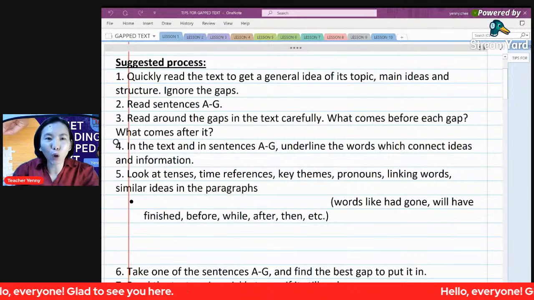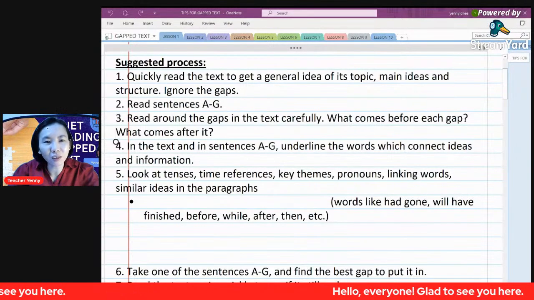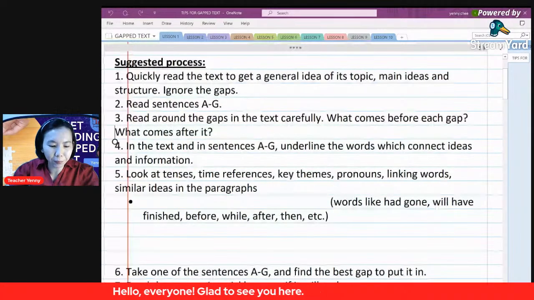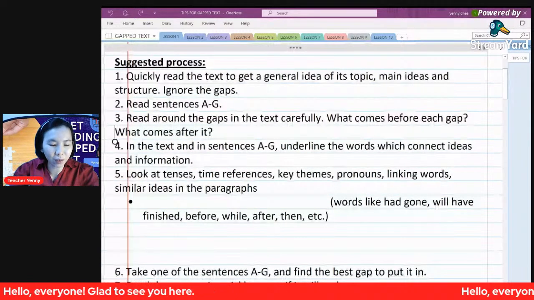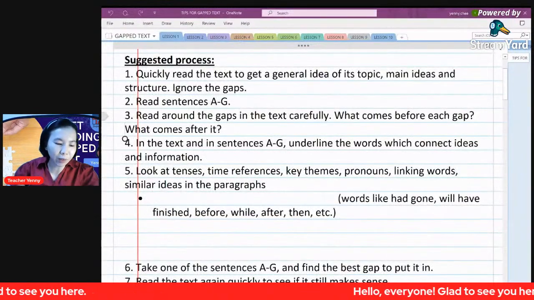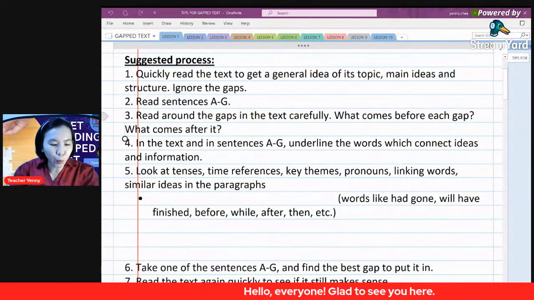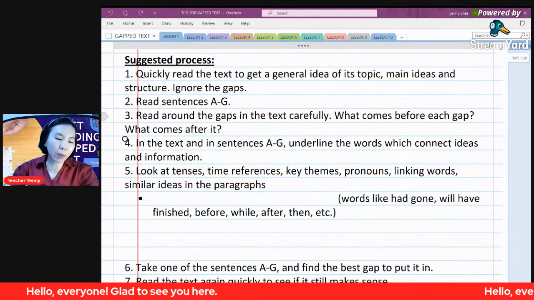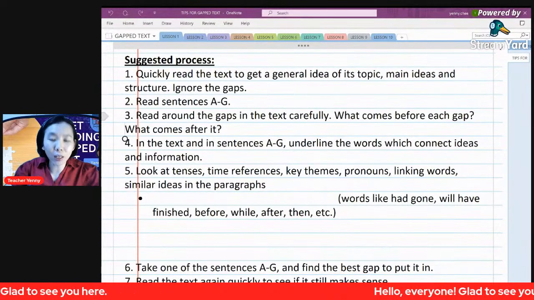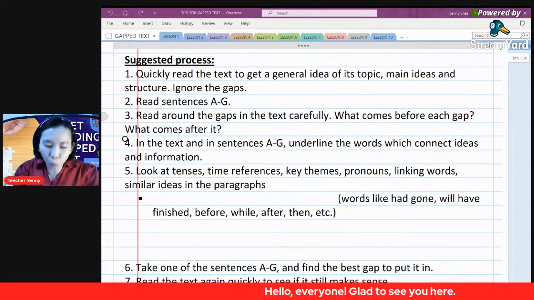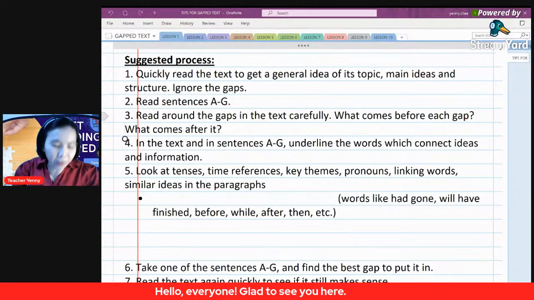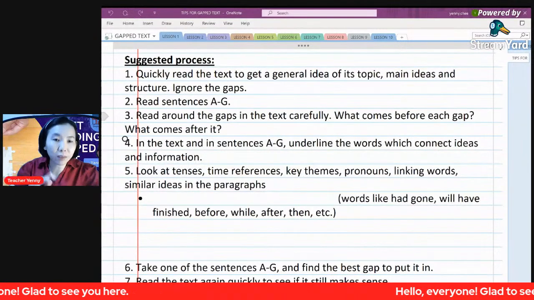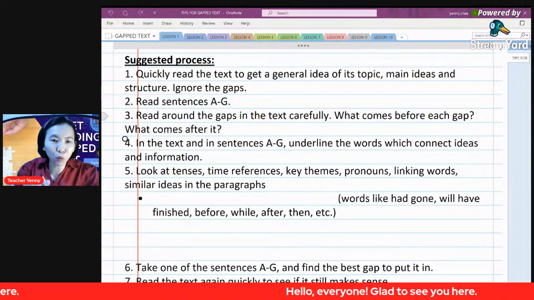And then you move on, reading the missing sentences A to G. Seven sentences, because you have one distractor. Subsequently, read around the gaps in the text carefully. Now you have to scan. Read around the gaps in the text carefully. That means the passage, what comes before each gap, what comes after the gap. That is very important because now it's the scanning time, because you need to look for an answer.